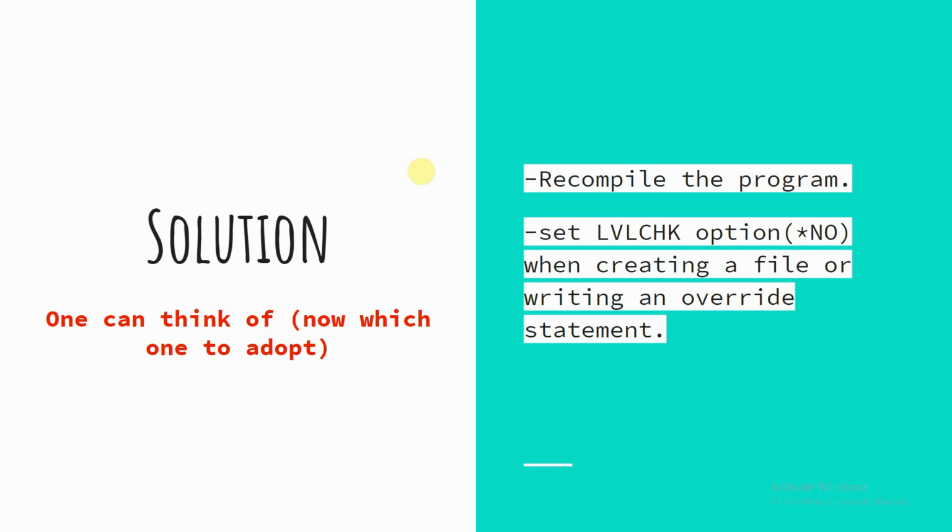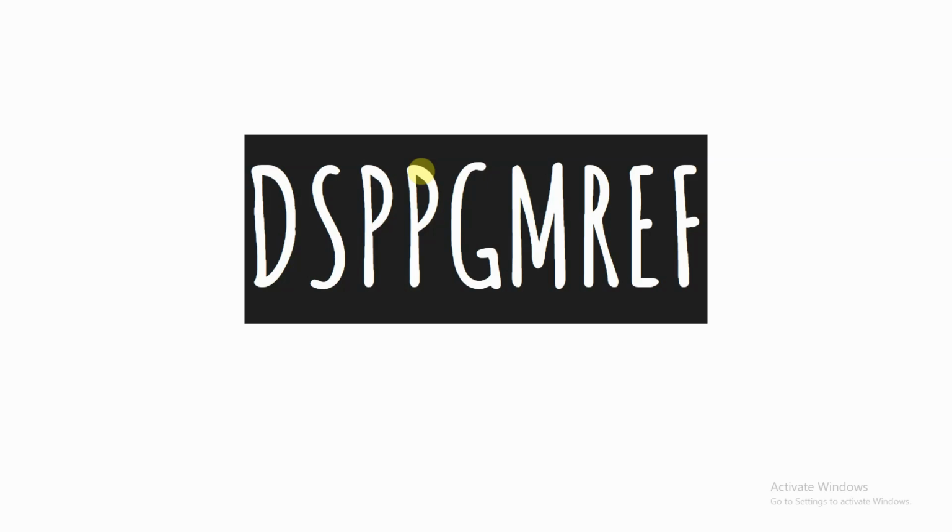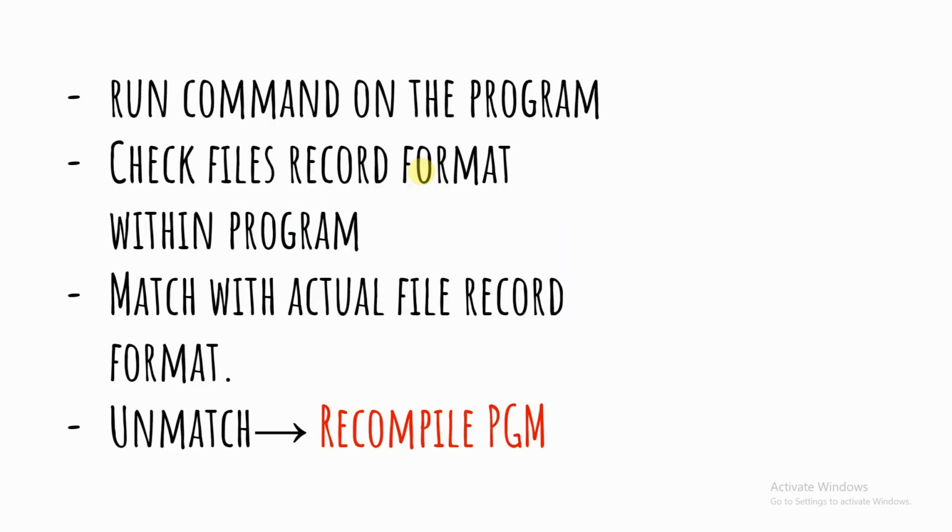You must go for recompiling the program, but before that you have to check which files in the program have a changed record format ID. So how do you check that? What is the exact solution and how do we approach it? There is a command, DSPPGMREF, which displays the program references. Run this command on the program.